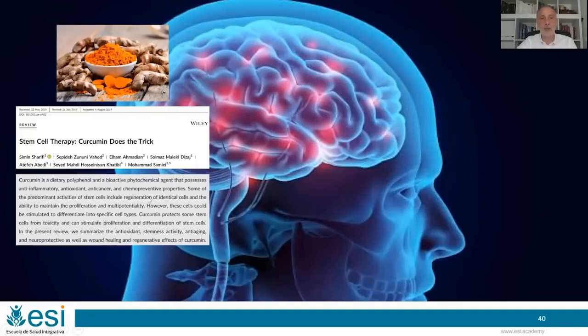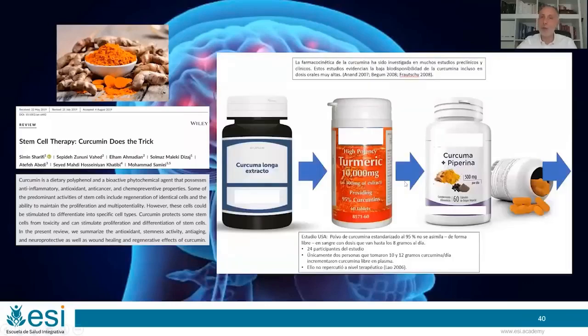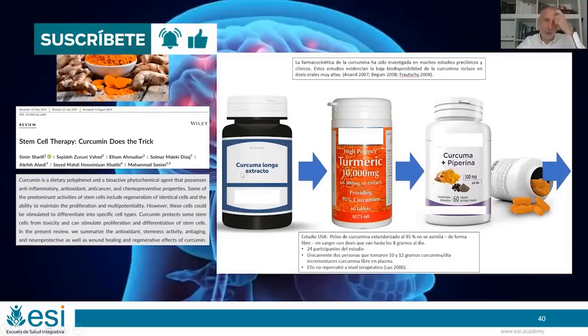In this case, we talk about how turmeric also has the potential to stimulate stem cells, some stem cells, and therefore activate this neurogenesis that, as we have seen on occasions and in cases of neuroinflammation, at least associated with senescence, are inactive. Here we find that turmeric does work. But the question is, what type of turmeric?